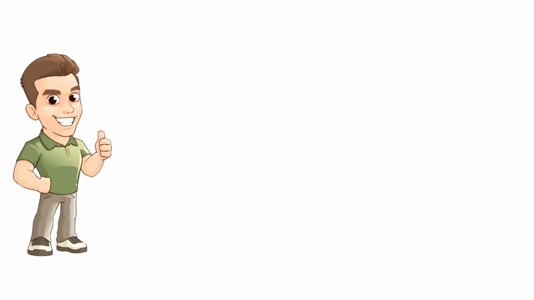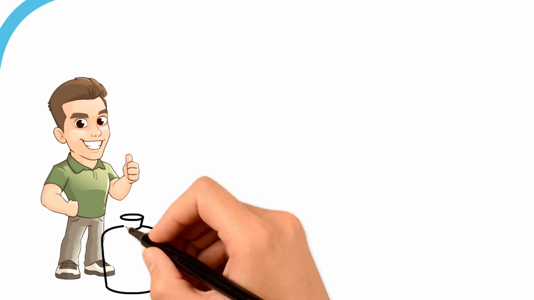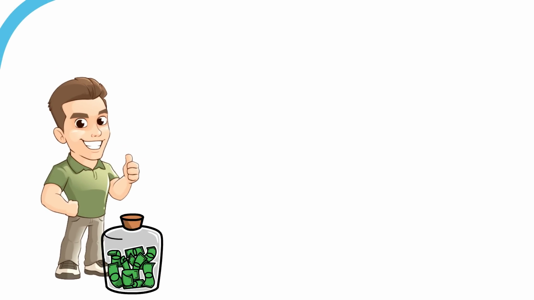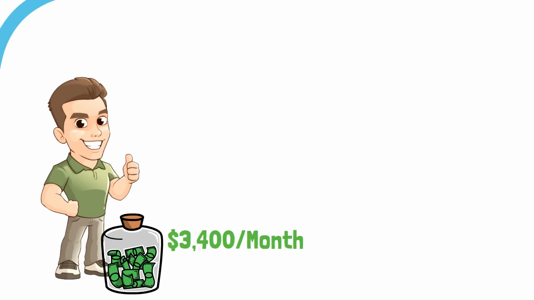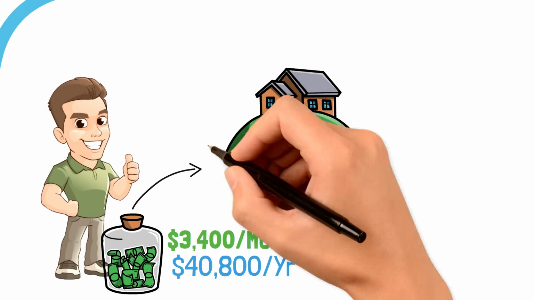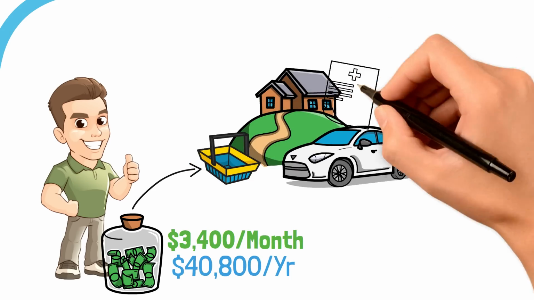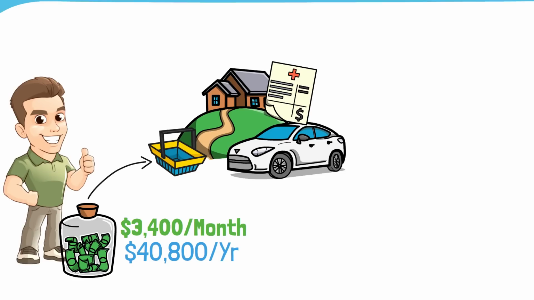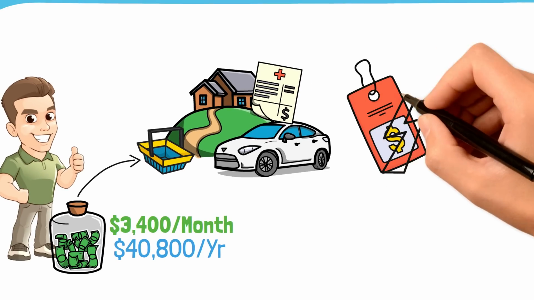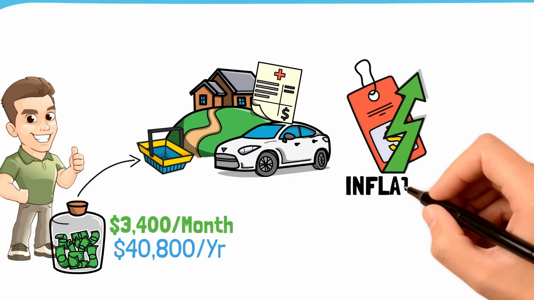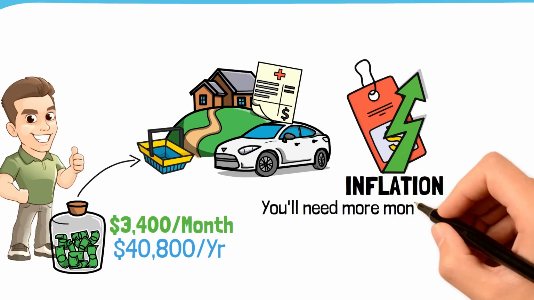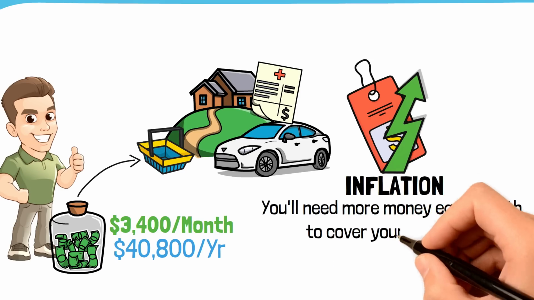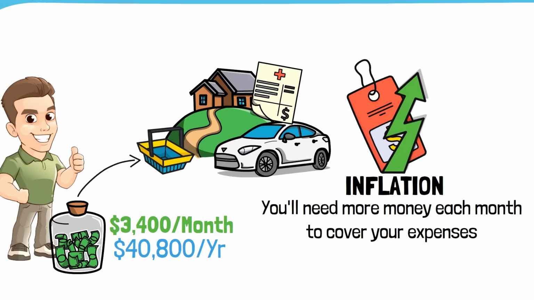To figure out how much money you'll need for retirement, start by thinking about what you spend now. On average, in the U.S., one person spends about $3,400 each month, which adds up to around $40,800 a year. This covers things like housing, getting around, food, and healthcare. But remember, things will get more expensive over time because of inflation, so you can't count on $3,400 being enough for the rest of your life. As time goes on, you'll need more money each month to cover your expenses.